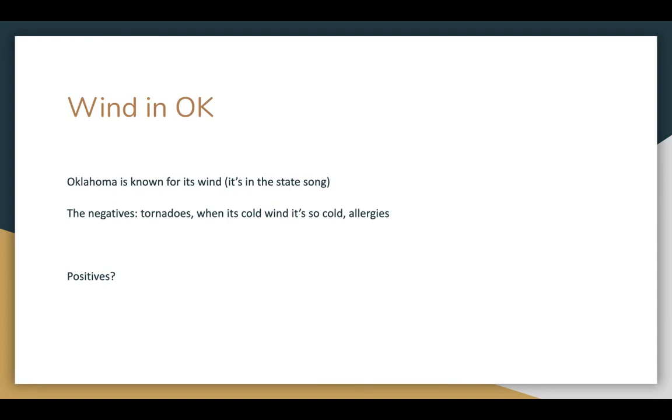Oklahoma is known for its wind. It's in the state song, where the wind comes sweeping down the plains. And there are negatives and there are positives to having wind in Oklahoma. The negatives are tornadoes. When it's cold wind, it is super cold in Oklahoma, like bone-chillingly cold. But it also creates problems with allergies and things when pollen gets blown into the air.